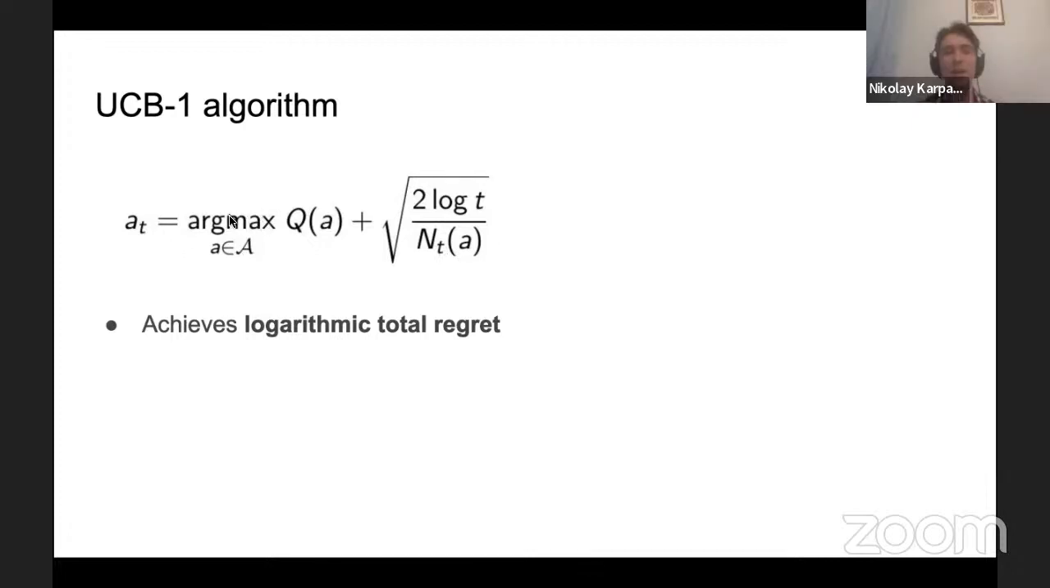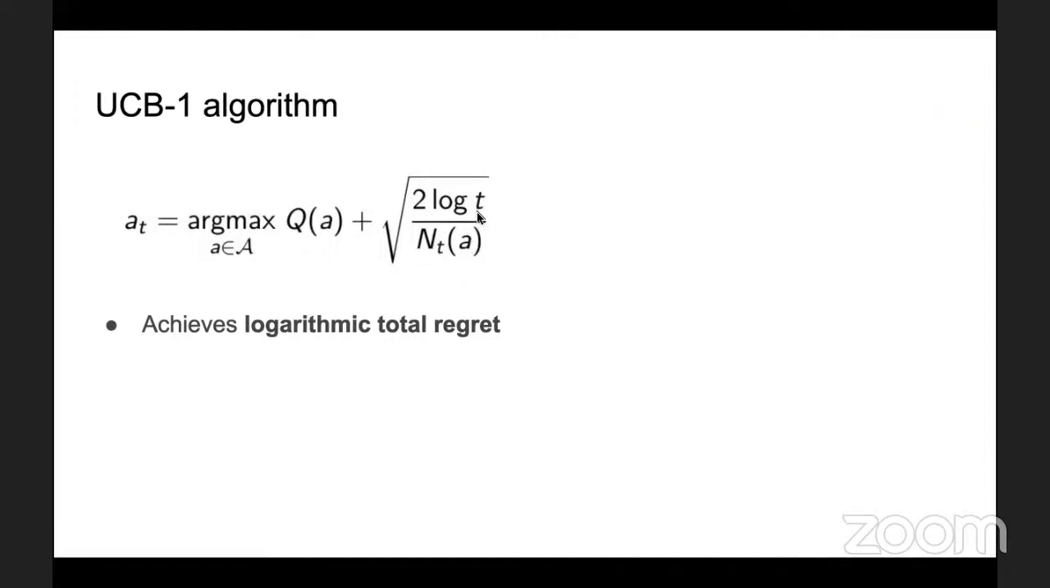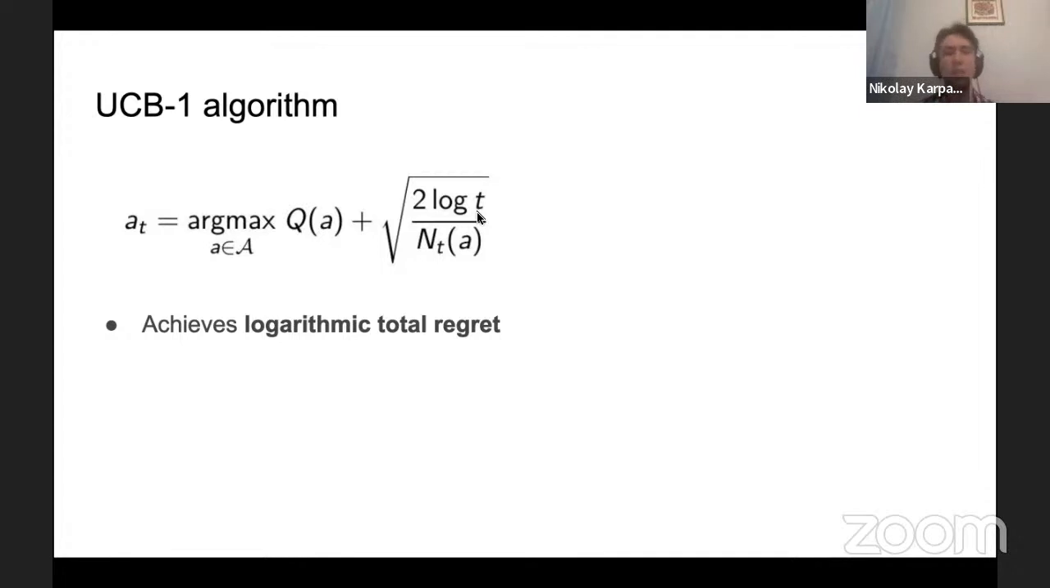So it's argmax of the sum of Q value of action plus the square root of 2 log t divided by the number of actions. So yeah, we pretty much take the upper confidence interval for the Q value, which is Q(a) plus the square root. Here, t is the number of total steps, so the number of all steps for all actions combined, and n_t(a) is the number of times that we have selected this action.